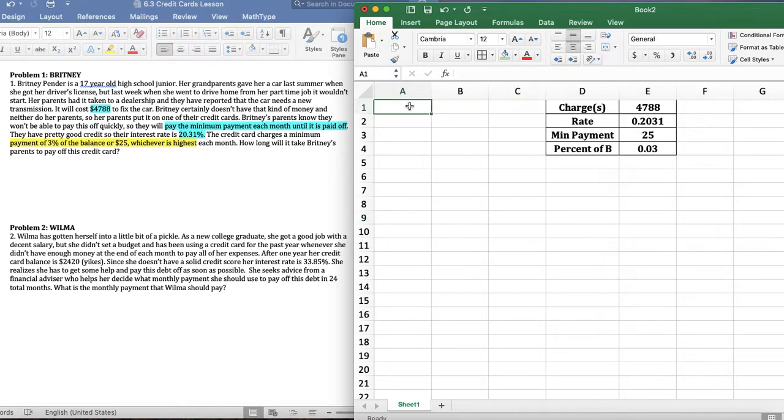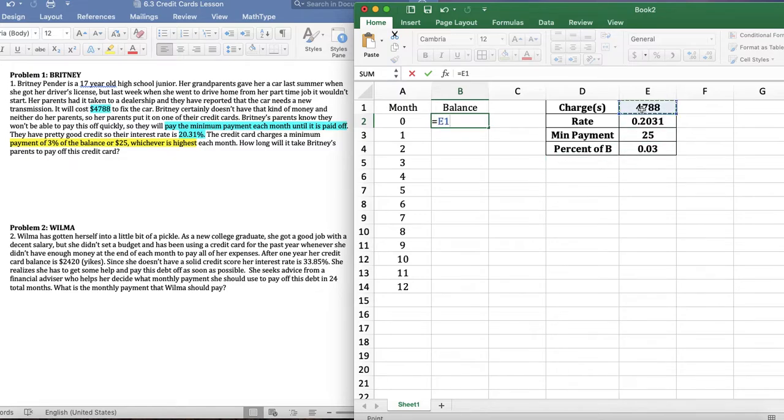All right, so now let's build the month column, starting in month 0, because that's going to be when the charge is made. And then I'm going to generate a list of months going up by 1. The question is, how long will it take Brittany's parents to pay off this loan? So I'm just going to go out to 1 year, I think, 12 months. I'm going to start there. And now let's talk about our balance. Let's start to build this balance. In month 0, the balance is just equal to the charges.